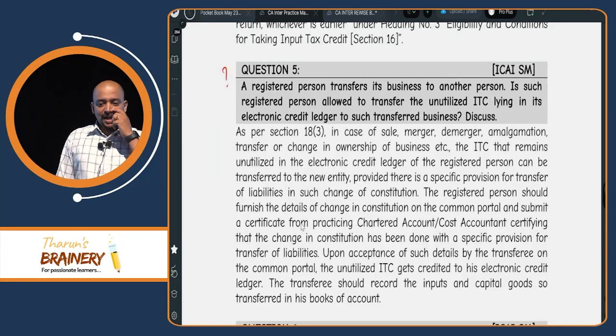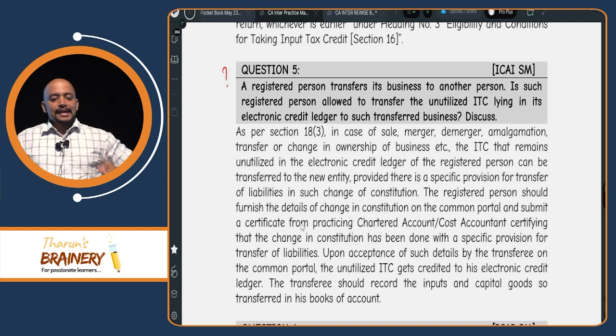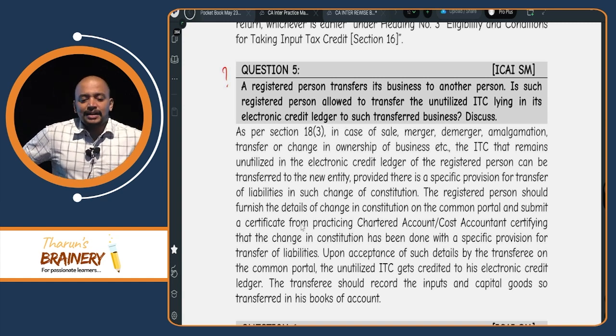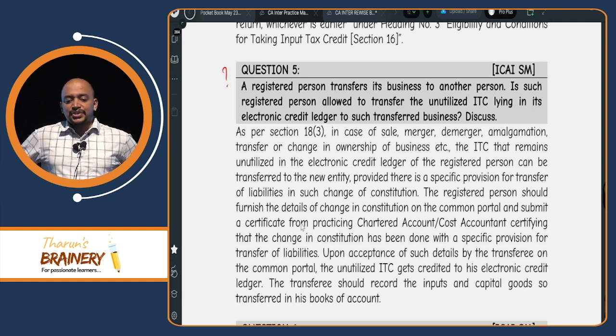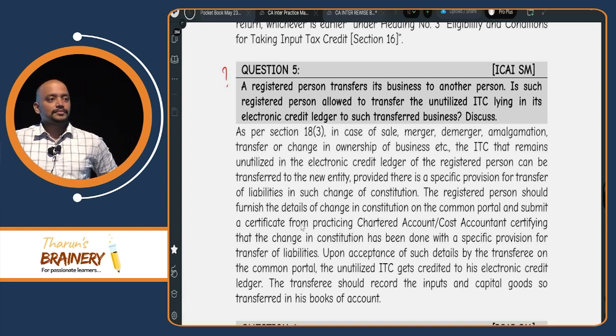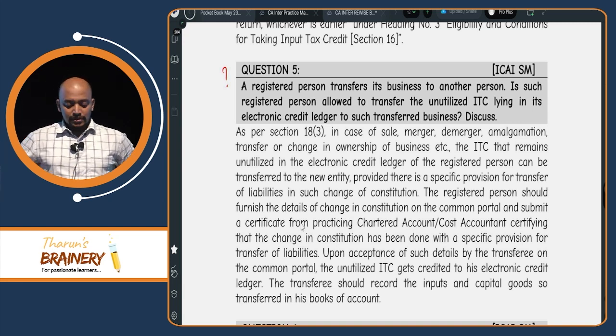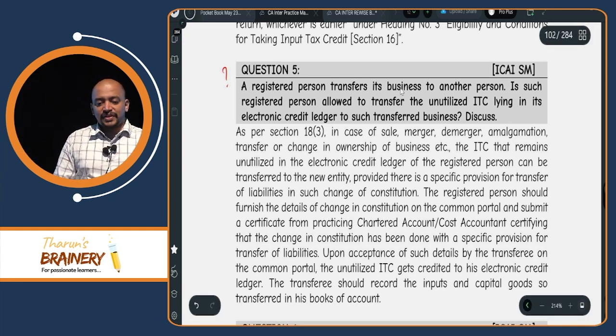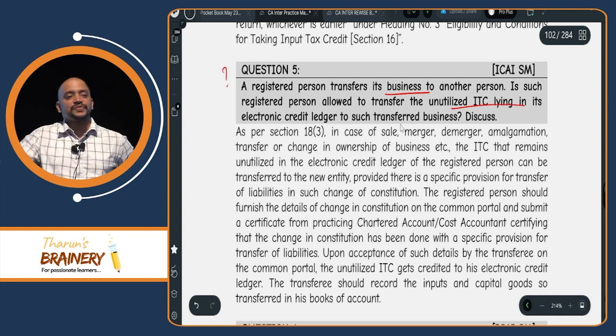Question number 5 in page number 101. A registered person transfers its business to another person. Is such registered person allowed to transfer the unutilized ITC lying in its electronic credit ledger to such transferred business? Yes or no? Is that registered person allowed to transfer the unutilized ITC lying in his electronic credit ledger to such transferred business?